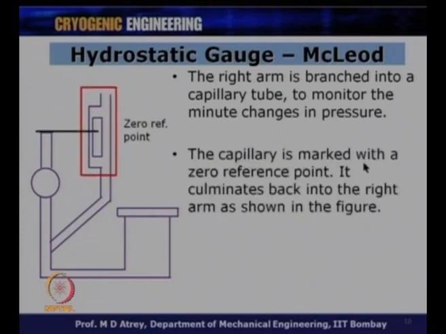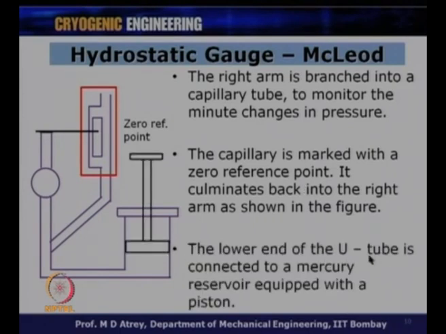The capillary is marked with a zero tolerance, zero reference point. Okay, you got a zero reference point over here. It culminates back into the right arm as shown here. So, this capillary again culminates into the right arm as shown. Now this zero reference point also is in line with the top of this arm. So, this is always what we call the zero reference point.